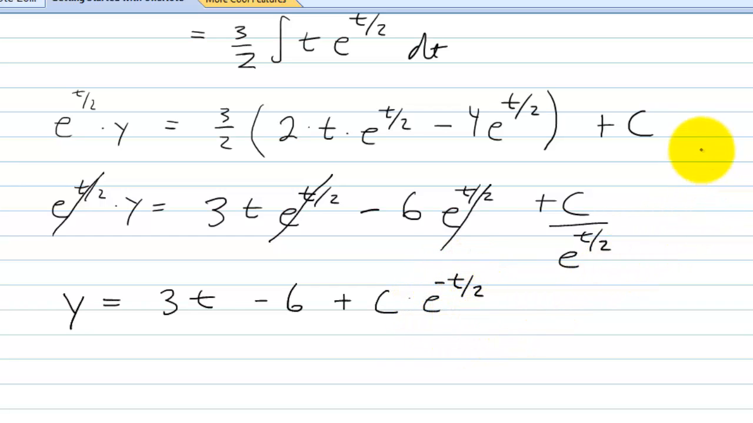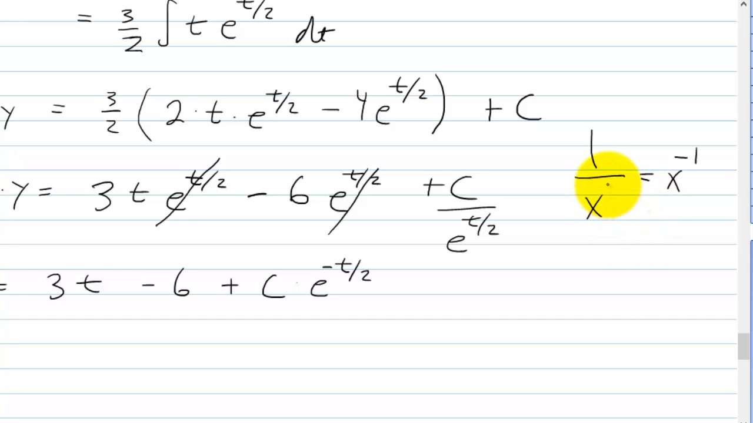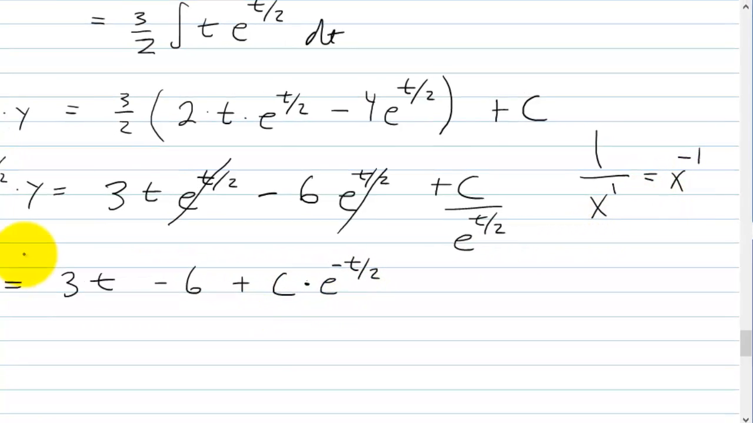And just so you know, if you ever have, let's say, an x down here, you could always rewrite that as x to the negative 1, because it has a positive exponent here, so that just shifts it up to the top like that. That's all I'm doing. And that is your equation.